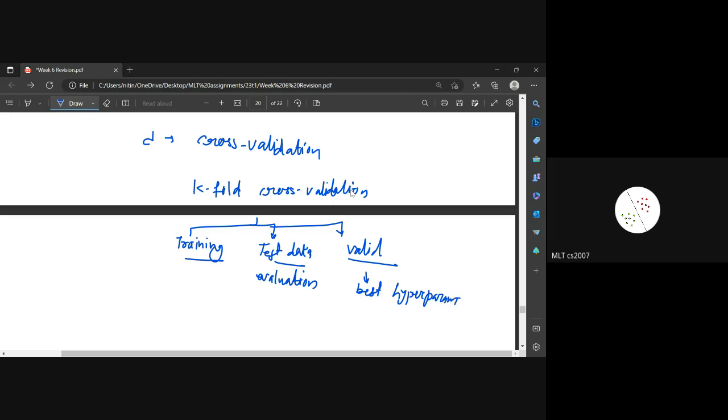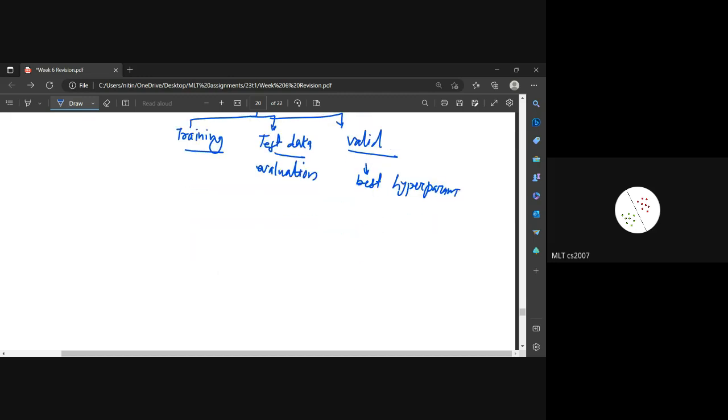Okay, so in k-fold, let's keep aside the test data set for now. You have the training data set D. Now you divide your training data set into k folds. If you have 1,000 data points in your training data set, you divide into k folds. Let's say 10 folds, so you are doing 10-fold cross validation. You divide into 10 folds, each with equal data points. So how many data points will there be in each fold? There will be 100 data points, right?